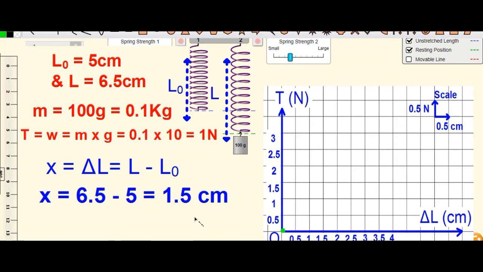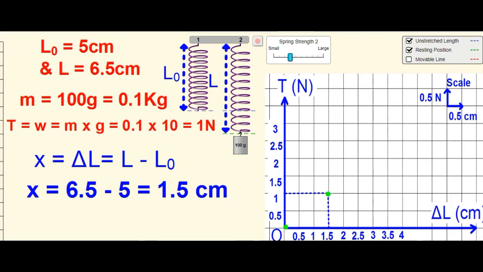The second point we can trace on the graph is 1.5 centimeter corresponding to 1 Newton. So here from 1 Newton, I draw a dotted line, and from 1.5 I draw another dotted line. This is my second point.